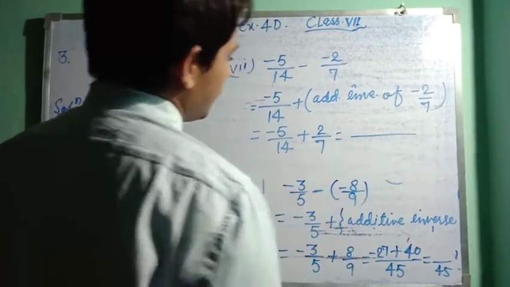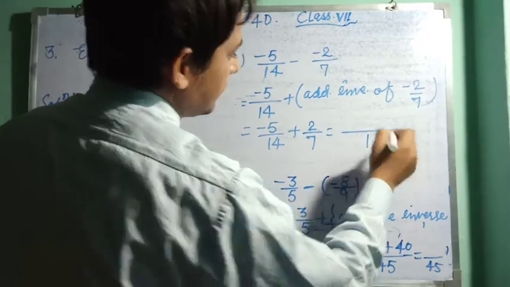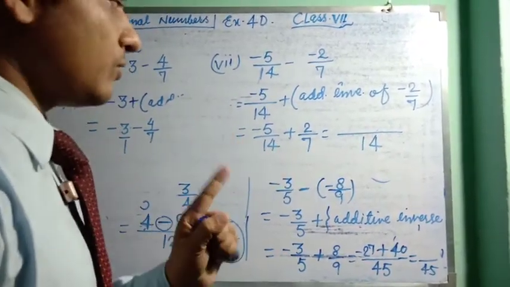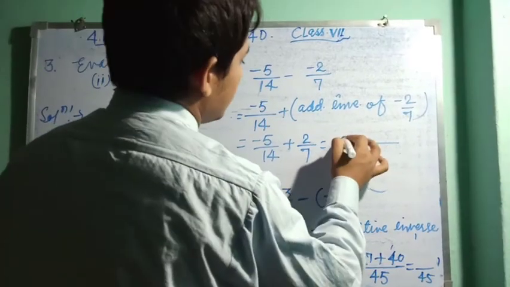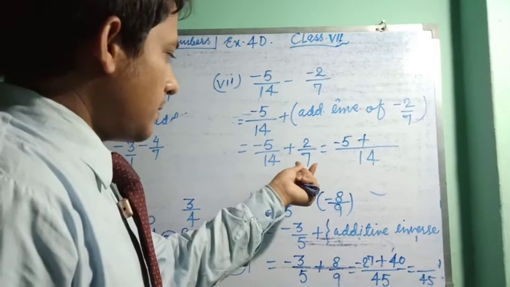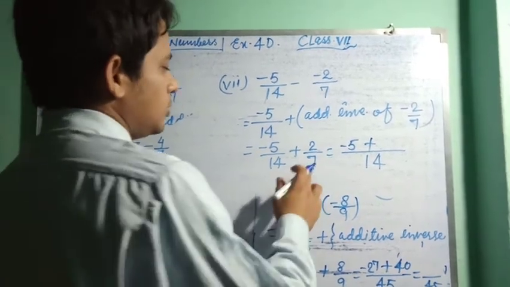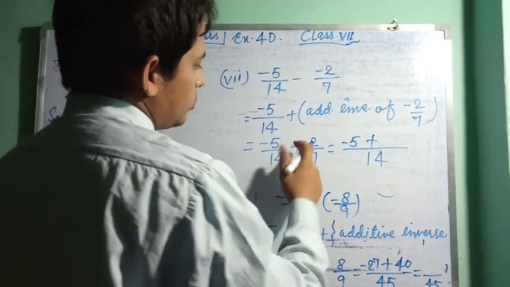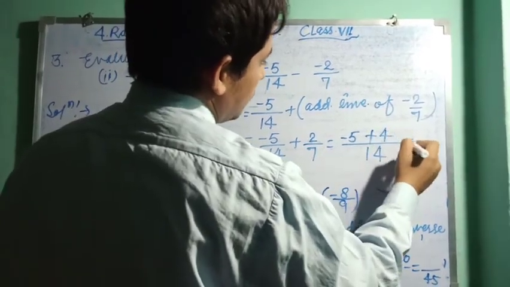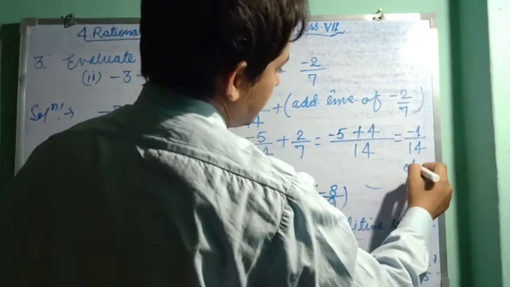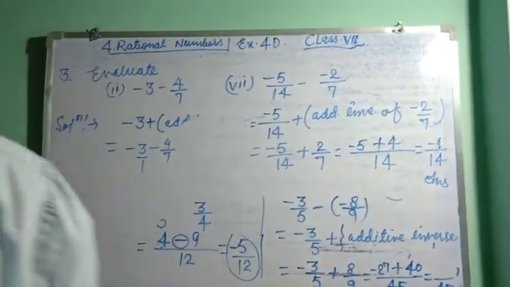Now take the LCM of 14 and 7. Yes, the LCM is 14. Divide 14 by 14, 1, multiplied by minus 5 becomes minus 5. Here is plus. Divide 14 by 7, we get the quotient 2. 2 multiplied by 2 becomes 4. Now subtract. This is minus 1 by 14. This is your answer. I hope you will understand.